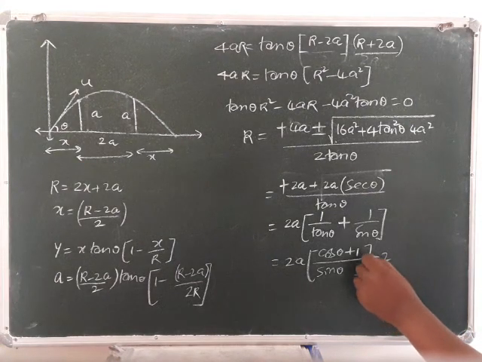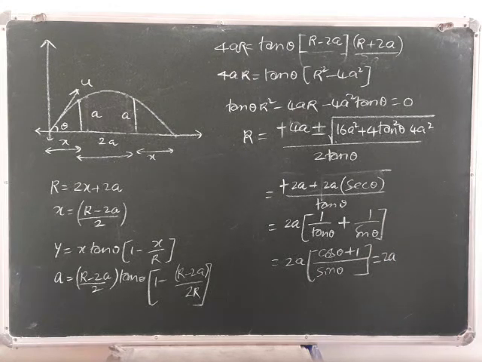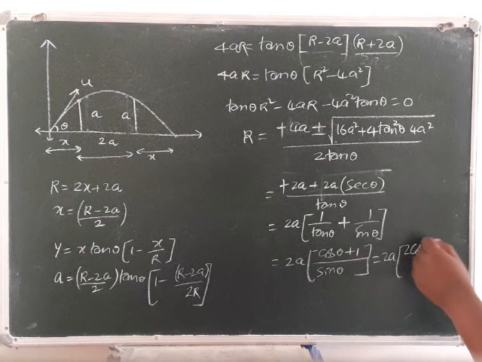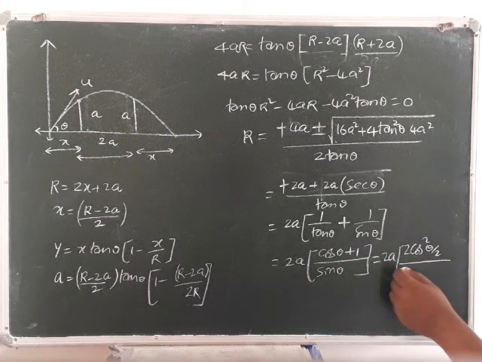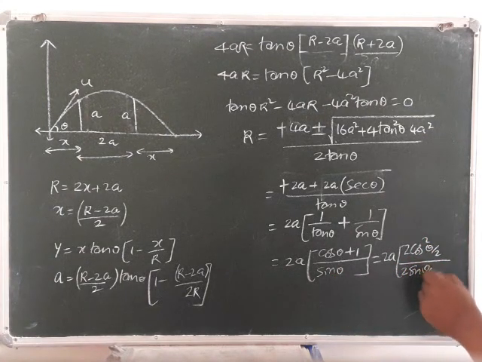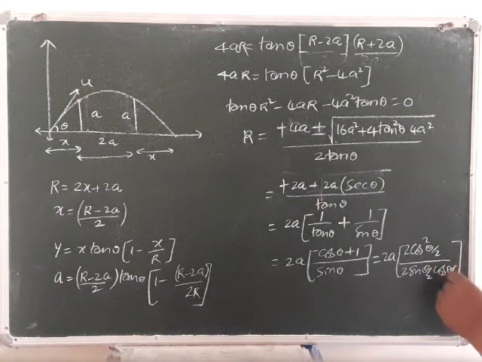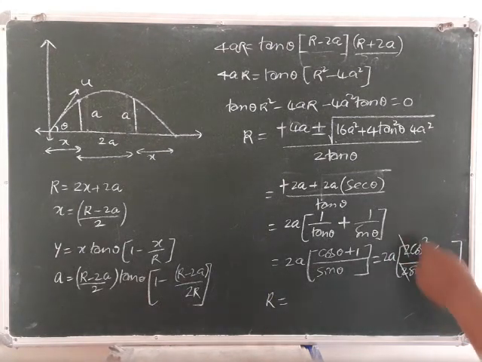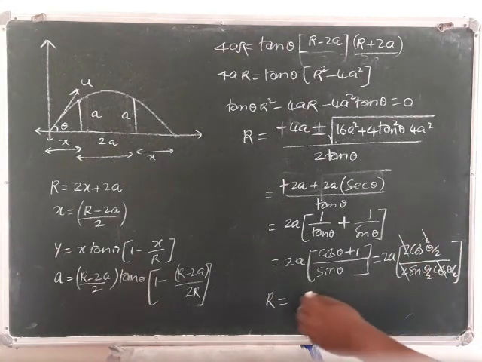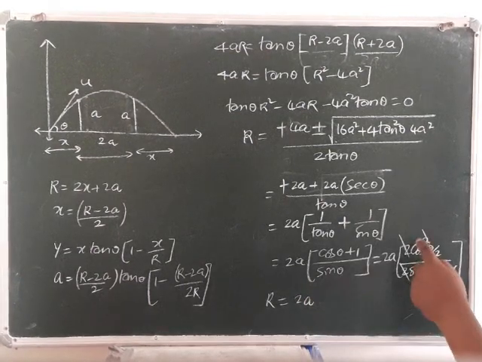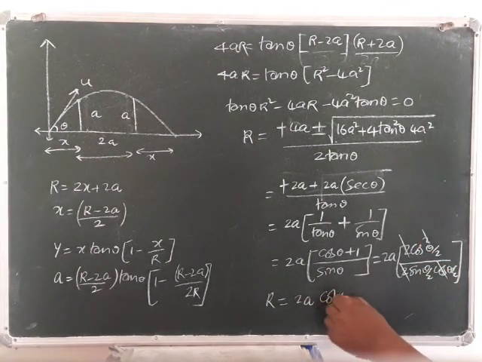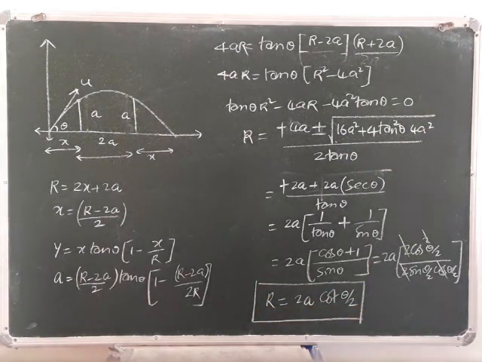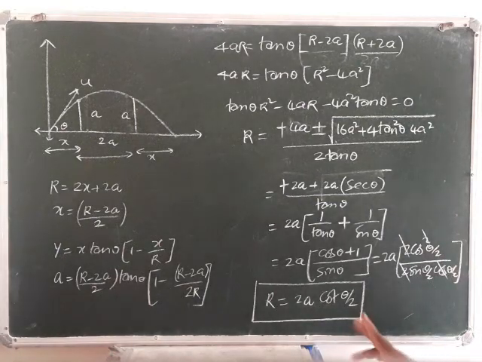means 2a, 1 plus cos theta means 2 cos square theta by 2, over sin theta means 2 sin theta by 2 cos theta by 2. If you simplify the range R, the 2 gets cancelled, one cos theta gets cancelled, and the remaining term is 2a cos by sin, meaning cot theta by 2. See, the expression for the range is R equal to 2a cot theta by 2.